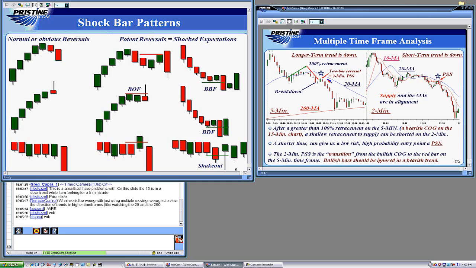So again, this green bar into the red bar was the PSS on the 2-minute, or that transition from that green into the red. Now, on the 5-minute, because we look for the highest probability patterns, ideally this little red bar would have taken out that green bar's high. That's what I would have wanted. Again, PSS on the 2-minute was right up at resistance here. You had a narrow range bar. It was saying it was going lower.